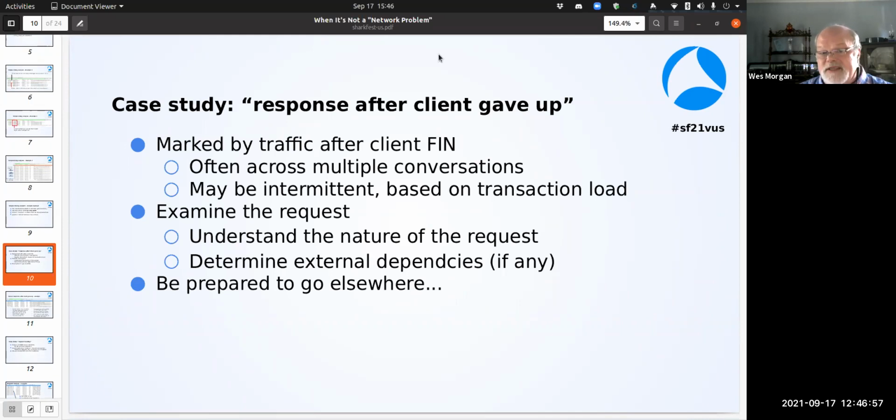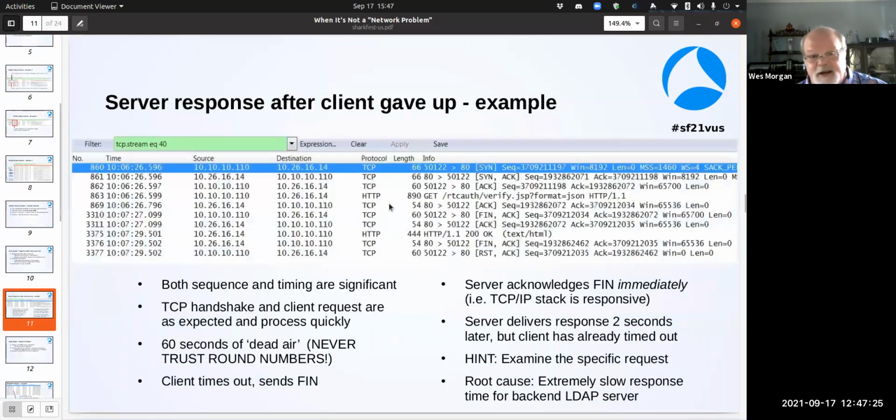You will sometimes see this happen across multiple conversations at the same time. And it can be a one shot, it can be an intermittent issue, depending on the transaction load. So what you have to do is understand the request that's being made and think about what the external dependencies might be, and then be ready to go follow them. So here's an example.